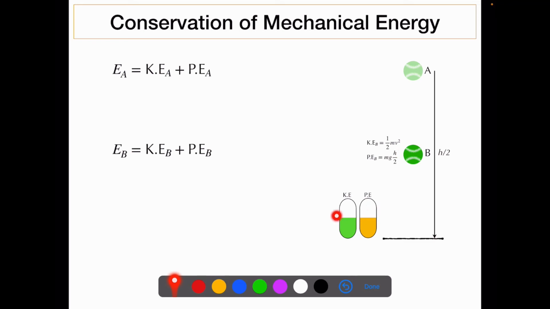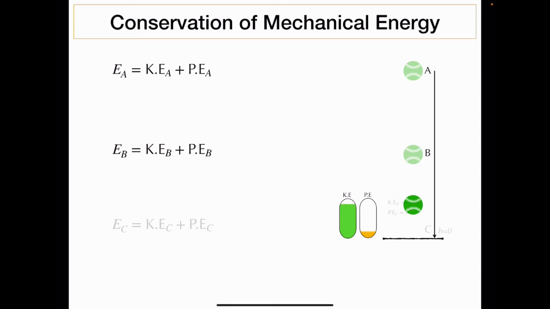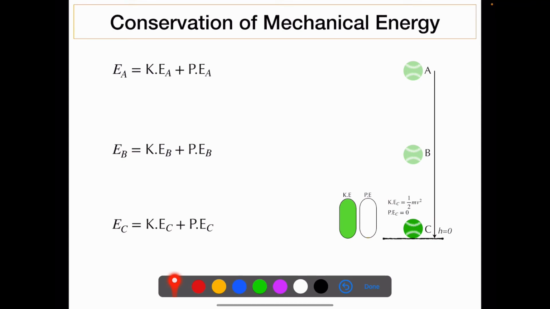The potential energy and kinetic energy both will have equal magnitude here, and the total energy will be equal to kinetic energy at point B plus potential energy at point B. Now it continues to fall down until it reaches the floor where the height is equal to 0, and we call this point C.